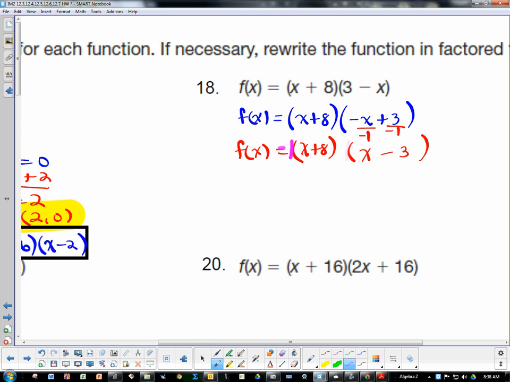So we're going to rewrite it as f of x is equal to negative 1 times x plus 8 times x minus 3. Does that make sense? Hey, once again, how can you test this and make sure you're correct? Yes? Put it in the calculator. Just put it in the calculator. Make sure that it produces the same parabola.